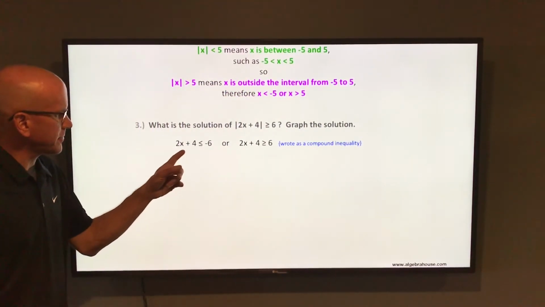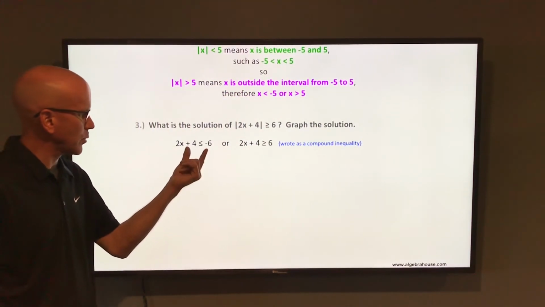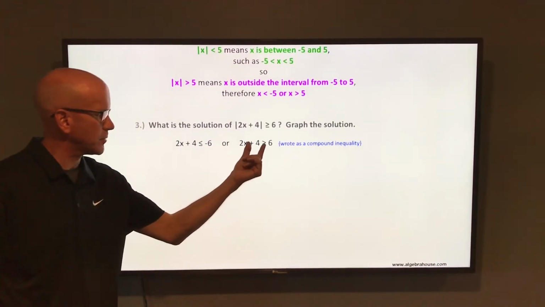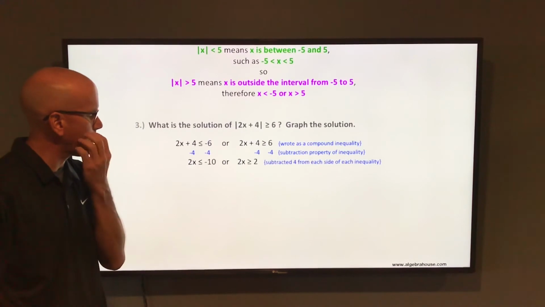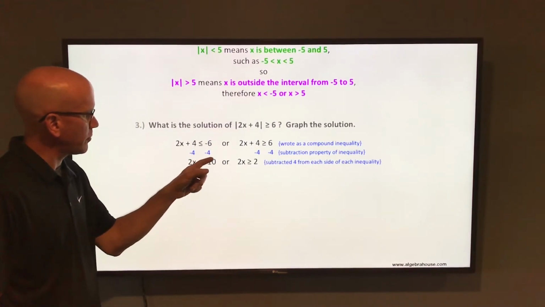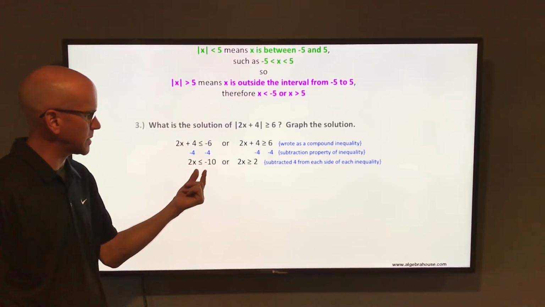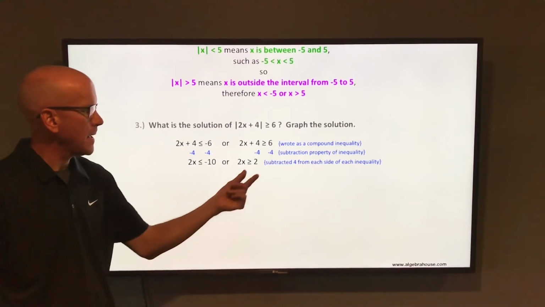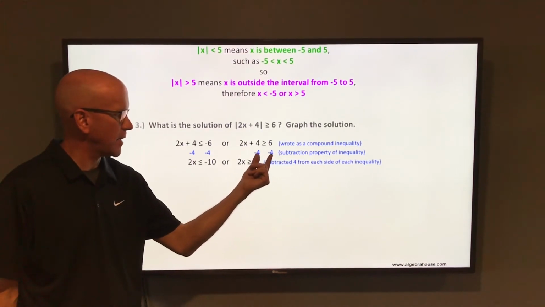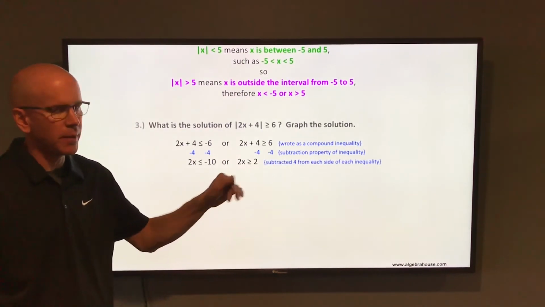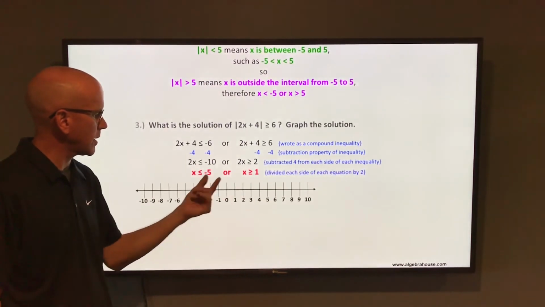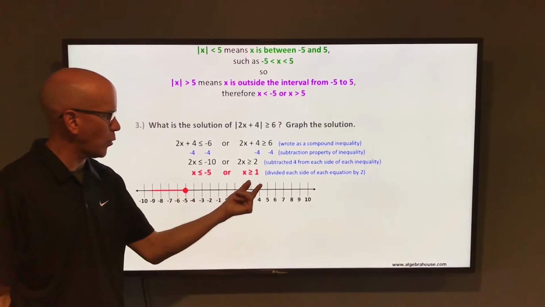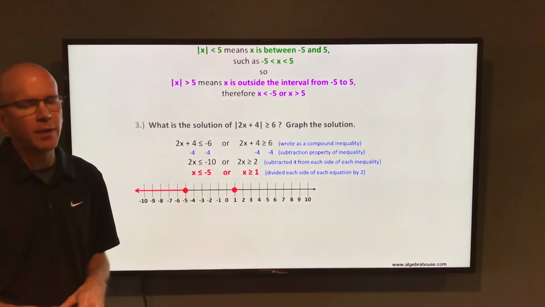Saying that 2x plus 4 is less than or equal to negative 6, so we're going to solve that for x, and also 2x plus 4 is greater than or equal to 6, we'll solve that for x as well. So if you subtract 4 from each side of that first inequality, you get 2x is less than or equal to negative 10. If you subtract 4 from each side of that second inequality, you get 2x is greater than or equal to 2. Divide each side by 2 of each inequality, get x is less than or equal to negative 5, or x is greater than or equal to 1.